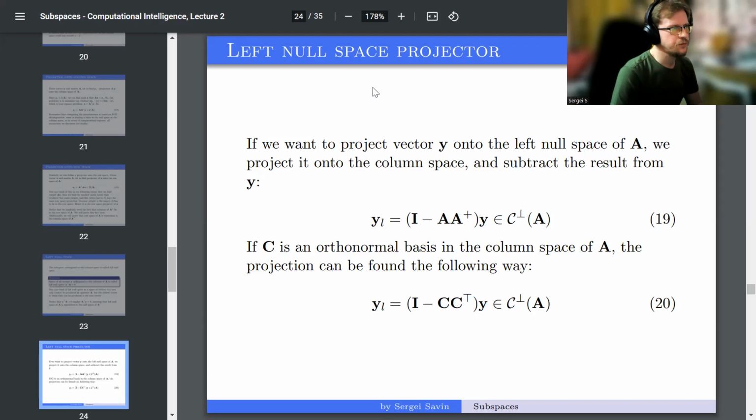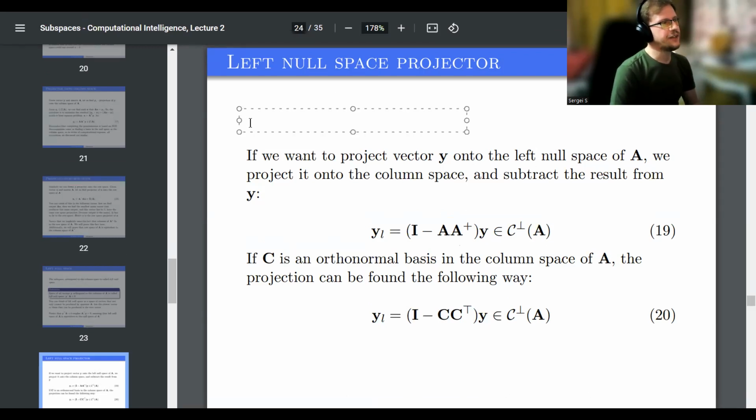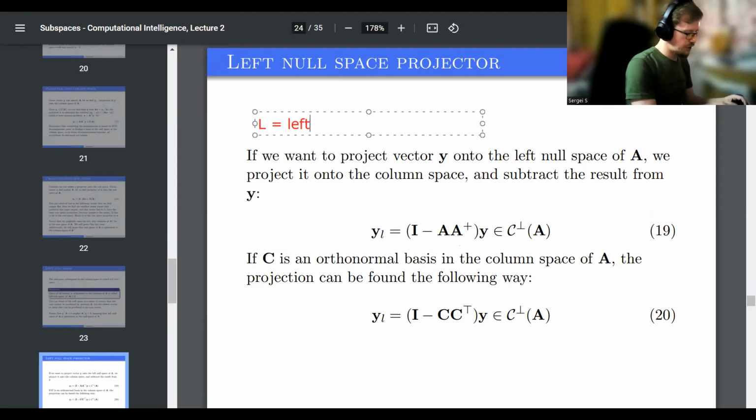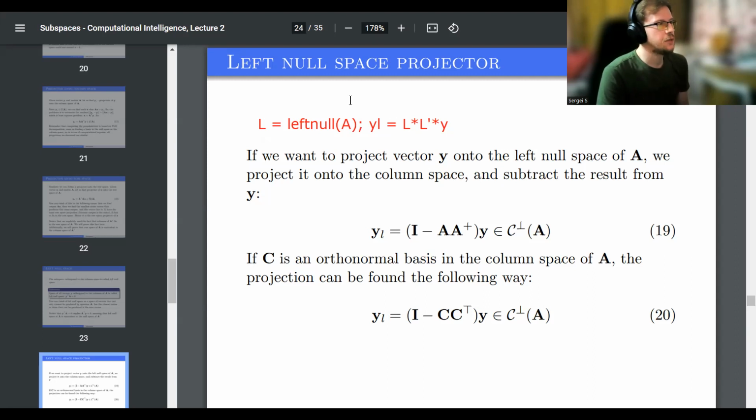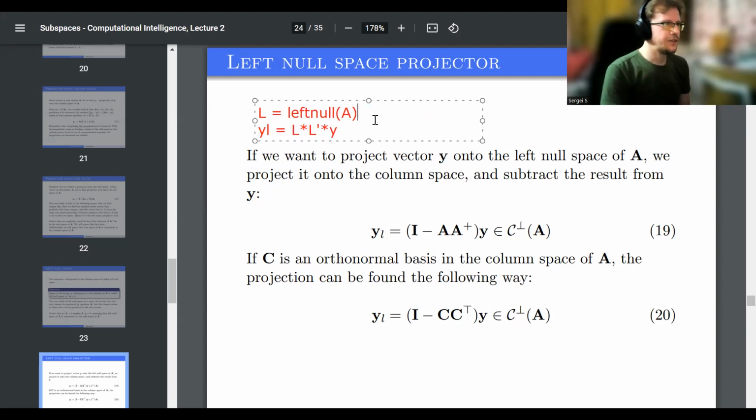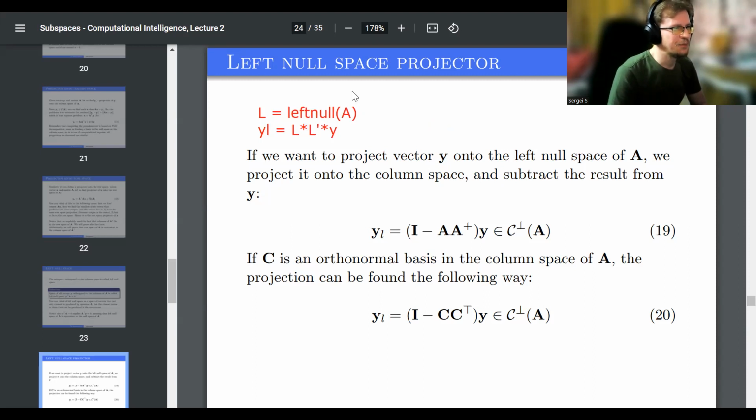Here you can ask me, why don't we call something like L equal to leftnull of A in MATLAB, if we have such a function, and then say YL equals L transposed times Y? If L is the orthonormal basis in the left null space, this would definitely give us a projection onto the left null space. So why not do it this way? Well, you would be surprised to know that MATLAB does not have this function. It doesn't have a left null function.